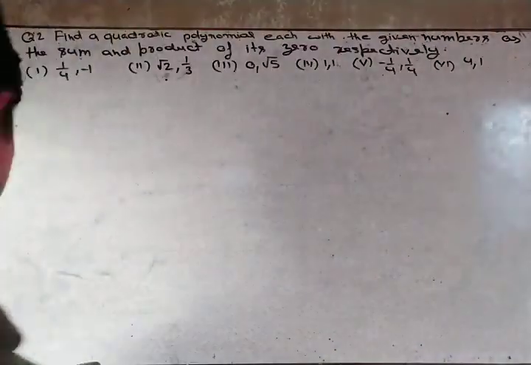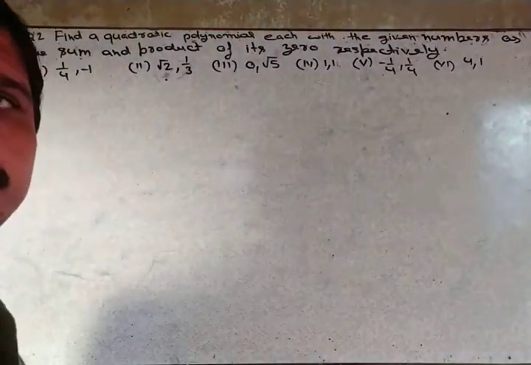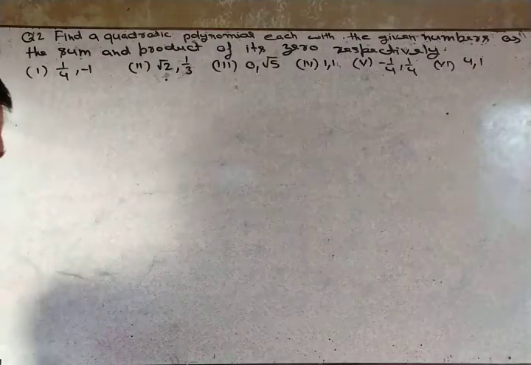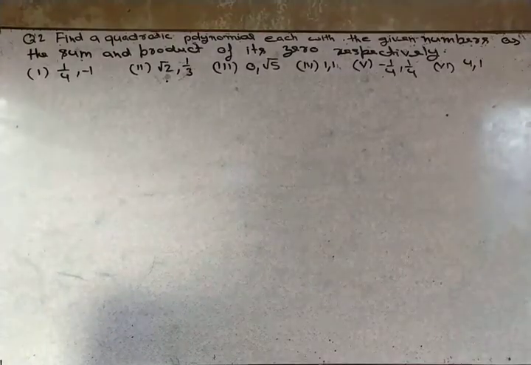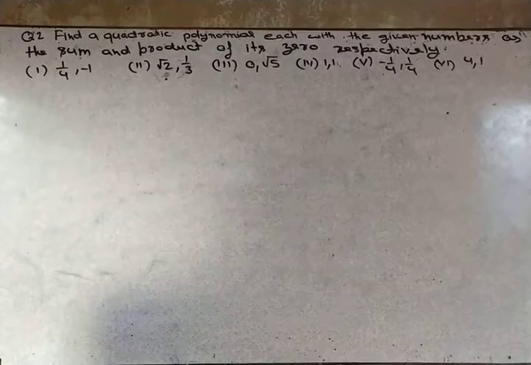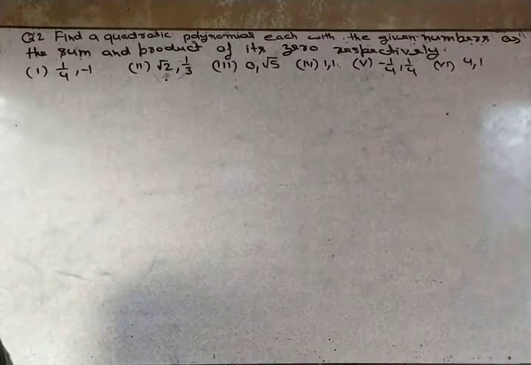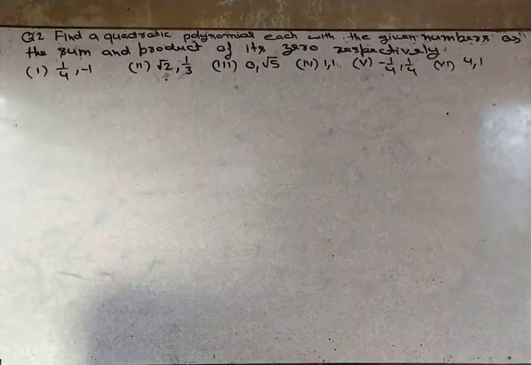Now this is the question for you. Second question for your exercise. Find a quadratic polynomial with the given numbers as the sum and product of its zeros.